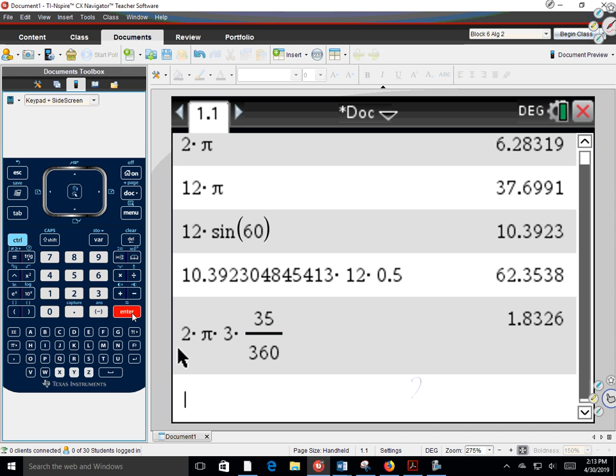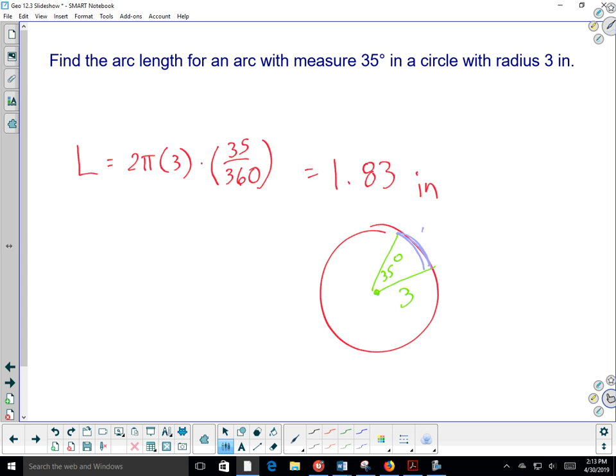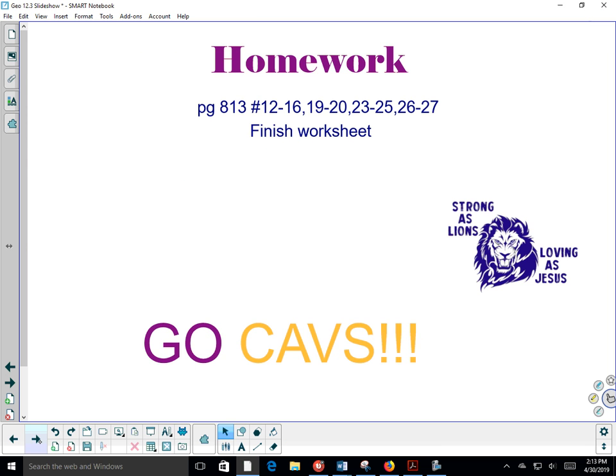Are you agreeing on this? Does that look okay? Yeah, 1.83. 1.83 in our units? Inches. And so that is how far a little ant would need to walk. If this was a 35-degree angle and this was 3 inches here, then this distance from here to here would be 1.83 inches. Are we okay with that? Yeah.